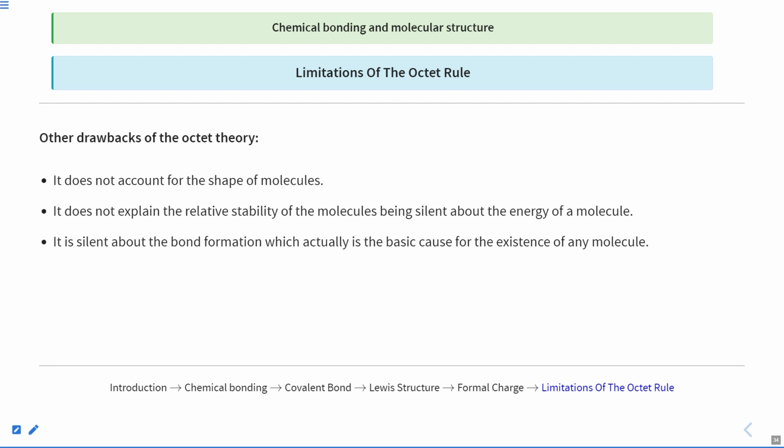So these are some exceptions to the octet theory. For that, we have our next theory, that is valence bond theory. We'll study that in the next class. So we have completed our Kossel-Lewis approach. Thank you.